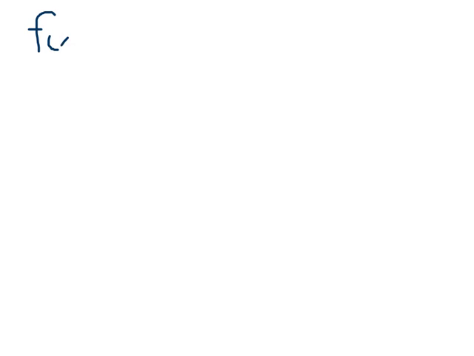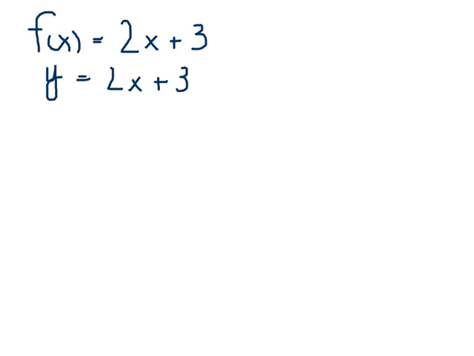So let's say I have f of x equals 2x plus 3. And there's our function. So in order to find our inverse, the very first thing you want to do, and it's really just helpful in notation, is to take your f of x and replace it with your y. Because f of x and y are really the same thing in this case.